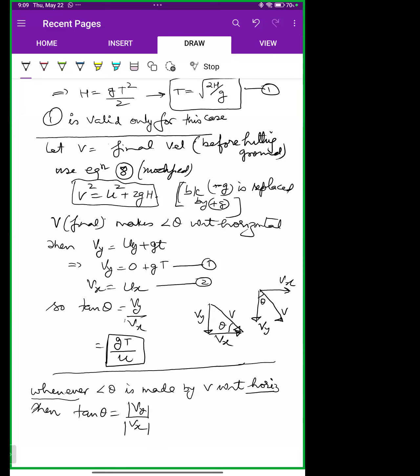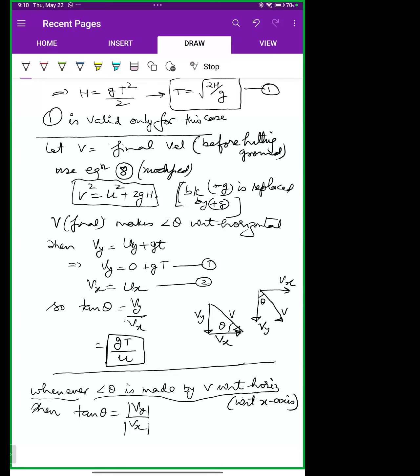Their magnitudes. Here you can see Vy is negative. Vx is anyway in positive direction, but we are not considering that. In the X direction, we are not having any comment. In the Y direction, Vy is downward, but that doesn't change your speed, whether it is downward or upward, the speed is the same. So tan theta is always Vy upon Vx, provided theta is made by V with respect to horizontal, or with respect to the x-axis.